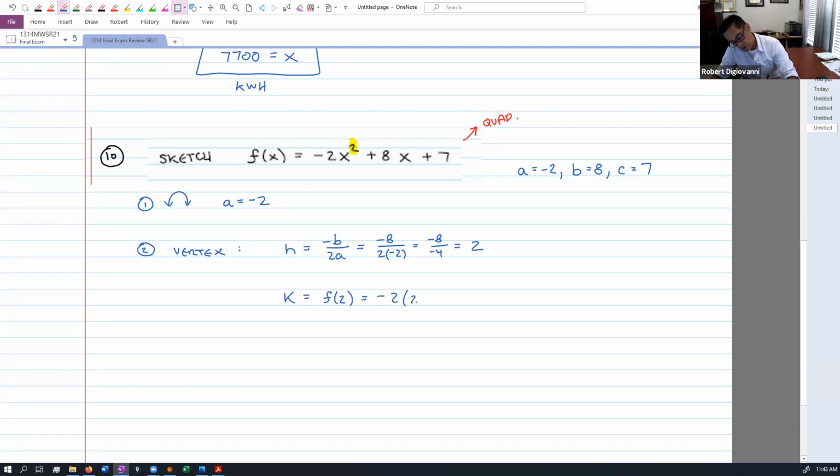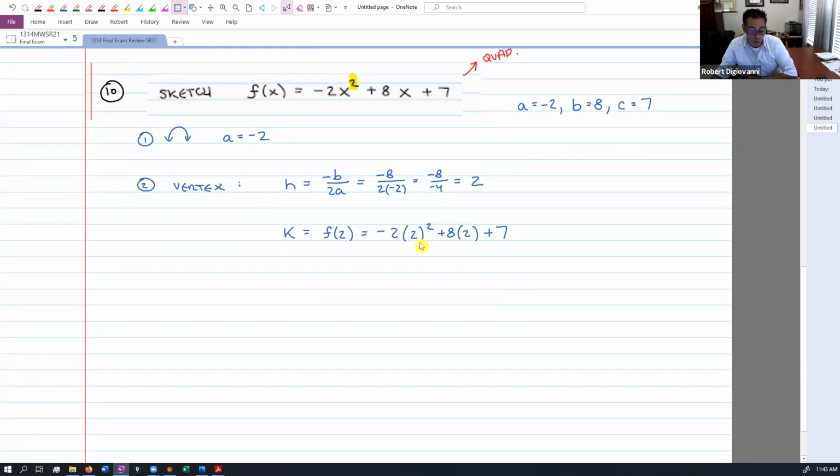So -2, then we're going to do 2 squared plus 8 times 2 plus 7. Order of operations, 2 squared is 4. Multiply that times -2, you get -8. Plus 8 times 2 is 16, plus 7. This is going to be 8 plus 7, 15. So your vertex is the point 2, 15. Third step, quick sketch.